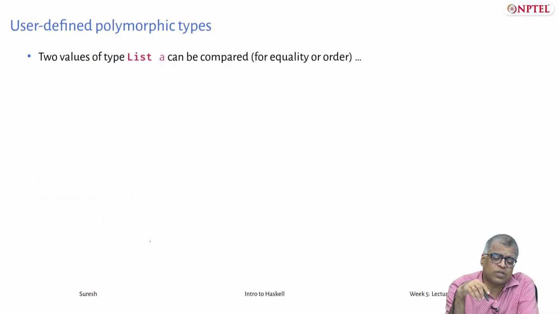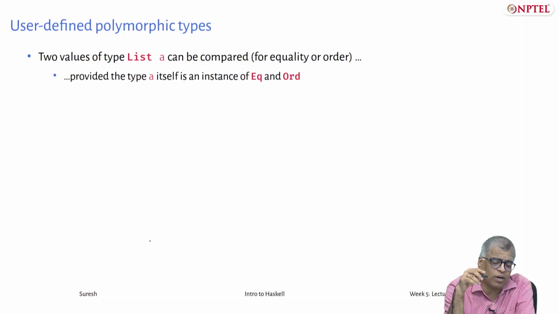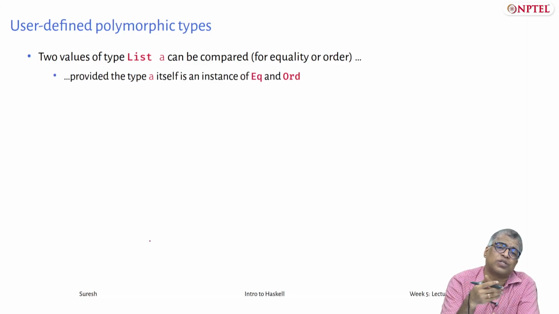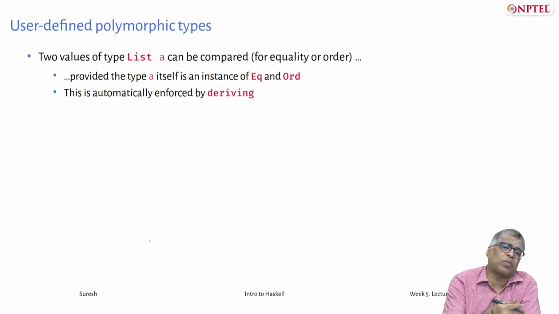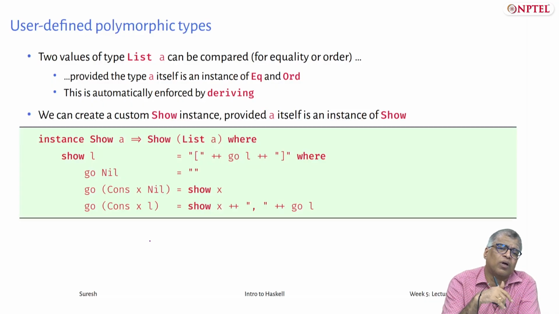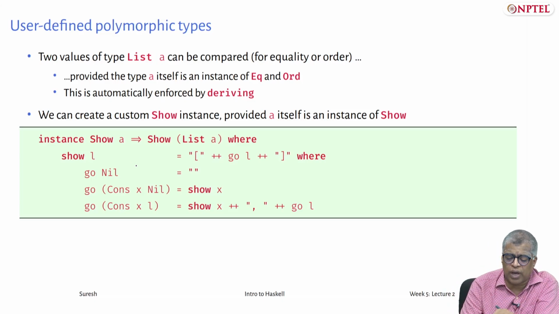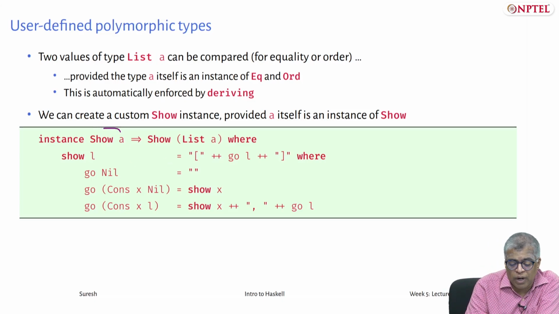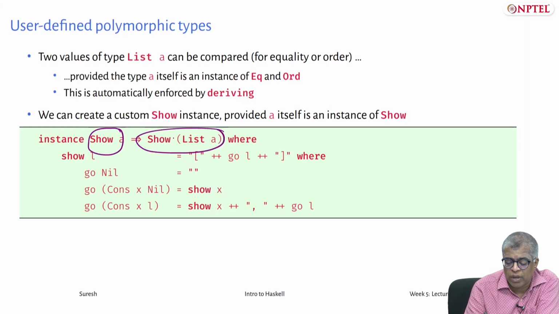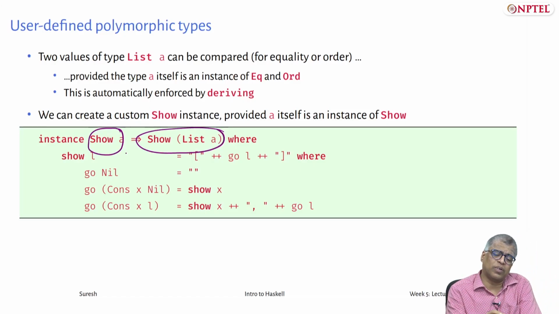So now two values of type list A can be compared for equality or order, provided the type A itself is an instance of Eq or Ord, and this is automatically enforced when you use deriving. And you can create your own custom functions, and you can say instance Show A, as long as A is showable, list A should also be showable, okay. Just like in functions you wrote Ord A implies list A arrow list A, here you will say list A is an instance of Show, provided A itself is an instance of Show.